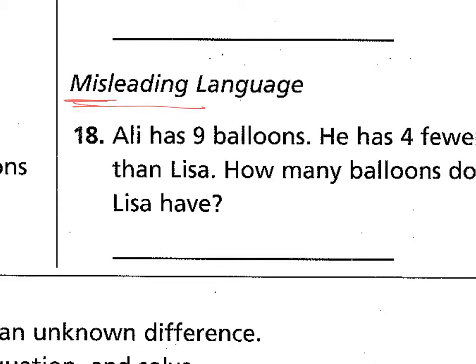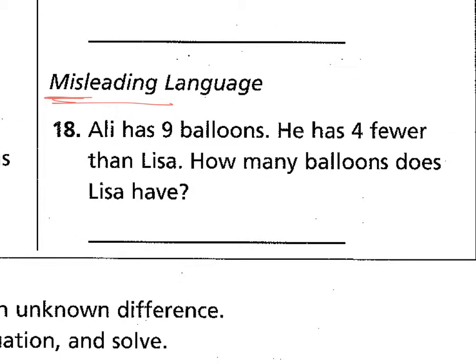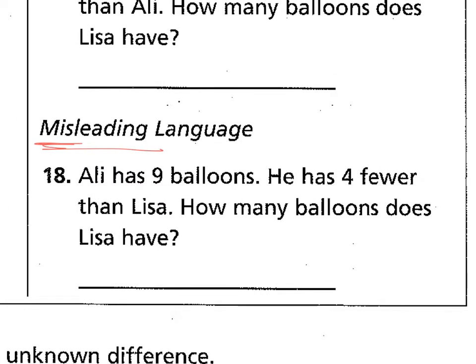So it's trying to lead you in the wrong direction. When we see this, it's really important to focus on what the details are. So in this problem, I see that this person's name, this is a boy, it says he, so this must be Ali, not Allie, like I said before. So Ali has 15 balloons. Visualize that. So he is Ali, he has 5 fewer than Lisa. How many balloons does Lisa have? So this is confusing because it sounds like Lisa might have 5 fewer, but that's not true. It says that Ali has 15 balloons.